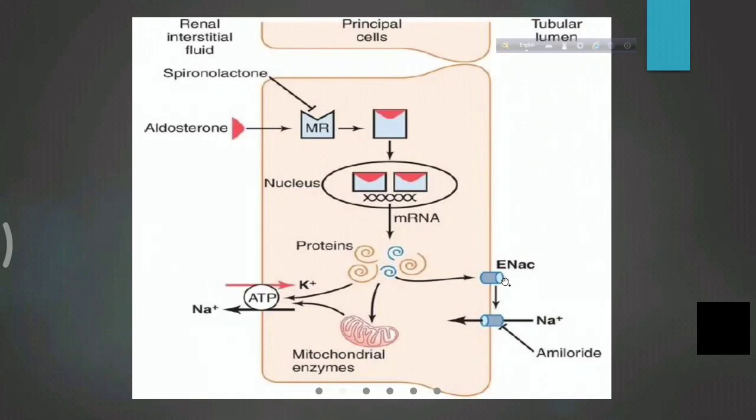Epithelial sodium channel in the luminal membrane increases diffusion of sodium from the tubular lumen into the principal cells, and sodium potassium pumps this reabsorbed sodium out of the cell into the tubular fluid. Potassium moves in the opposite direction and is secreted into the tubular lumen. Similarly, hydrogen ion is also secreted into the tubular lumen.